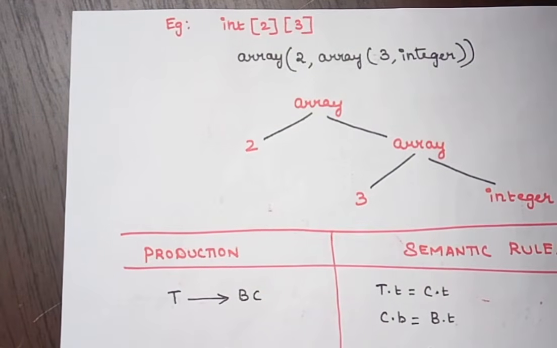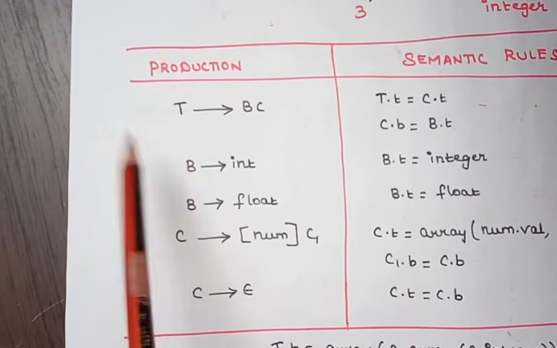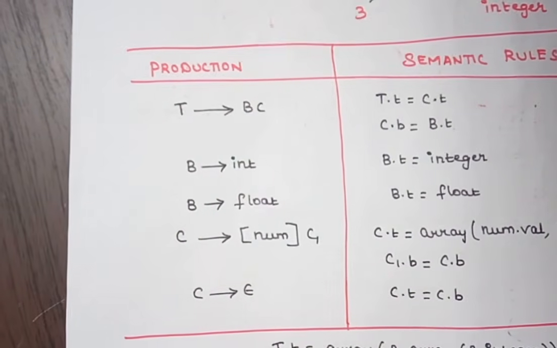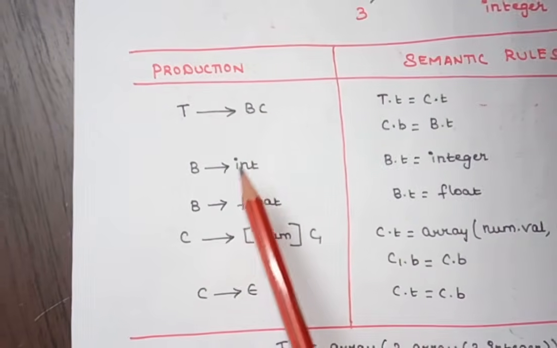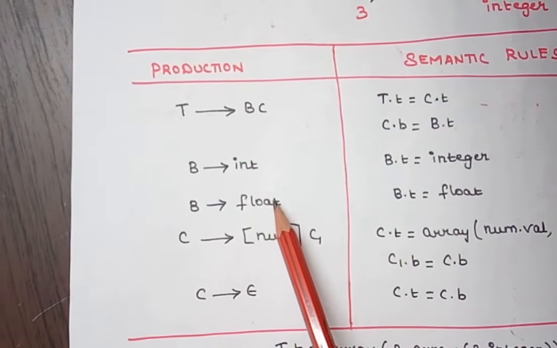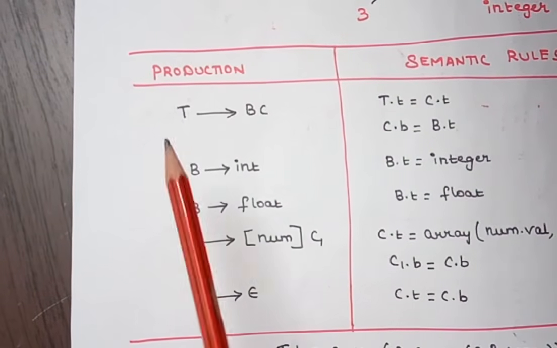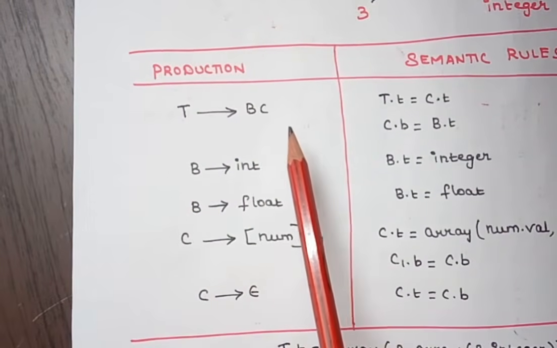Now we'll take one more example. So we have a production like this, and in this production we have non-terminal T, and this non-terminal T generates either a basic type or an array type. For example, we have B, right? So whenever B is there, we have basic type, integer and float. And for C, we have array type, right? So this T can generate either the basic type or an array type.